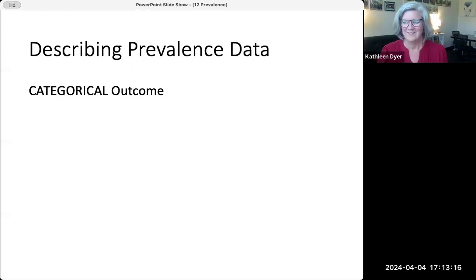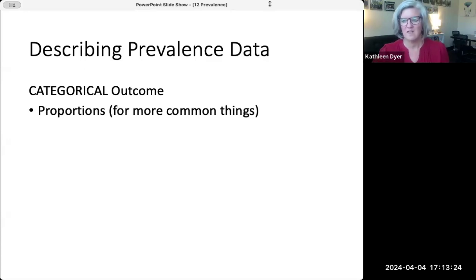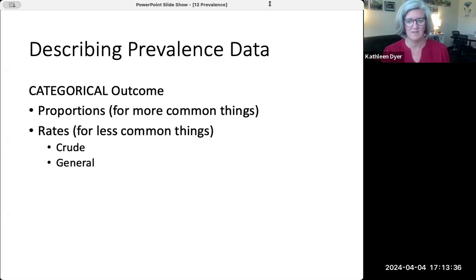And so here we go. Describing prevalence data for categorical outcomes. We'll just start with this one first. For things that happen very commonly, like more than 1% of the time, we can just use simple proportions, which is presented as just a percentage of something. When something happens less commonly, less than 1%, then simple proportions are harder to follow. They don't make quite as much sense. They're not as intuitively meaningful.